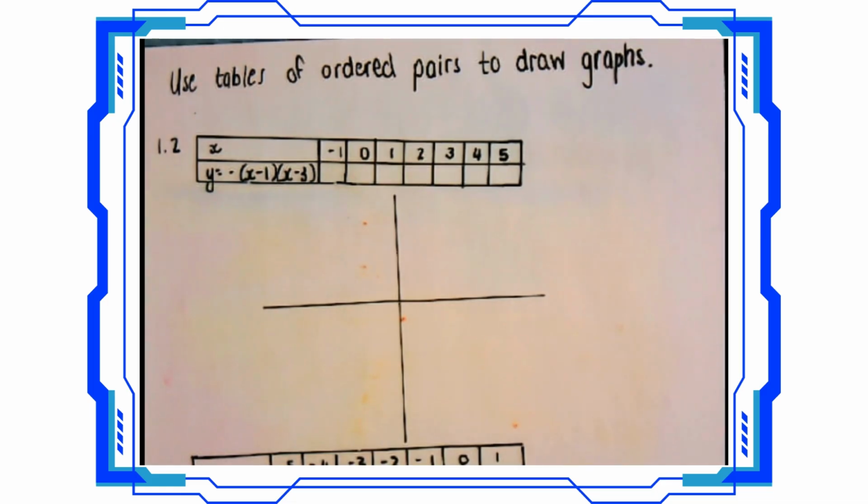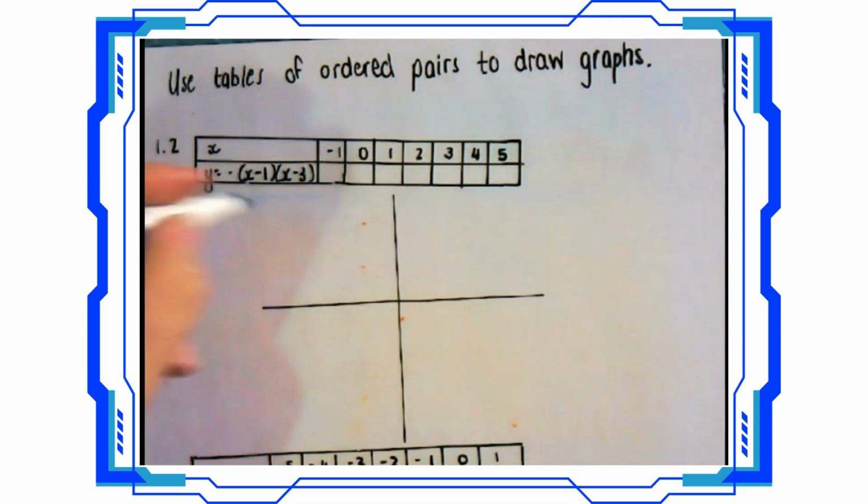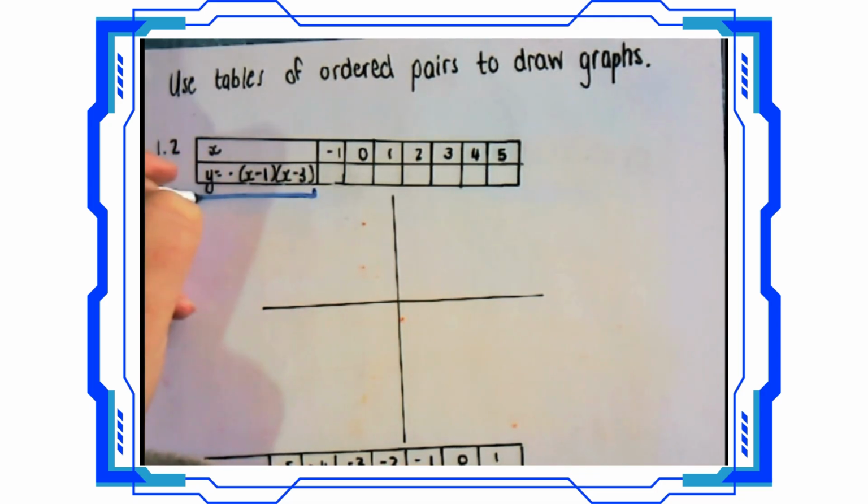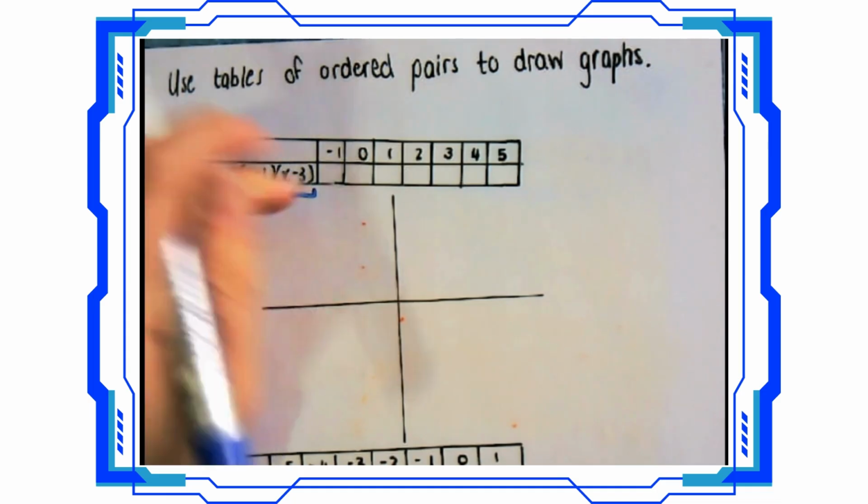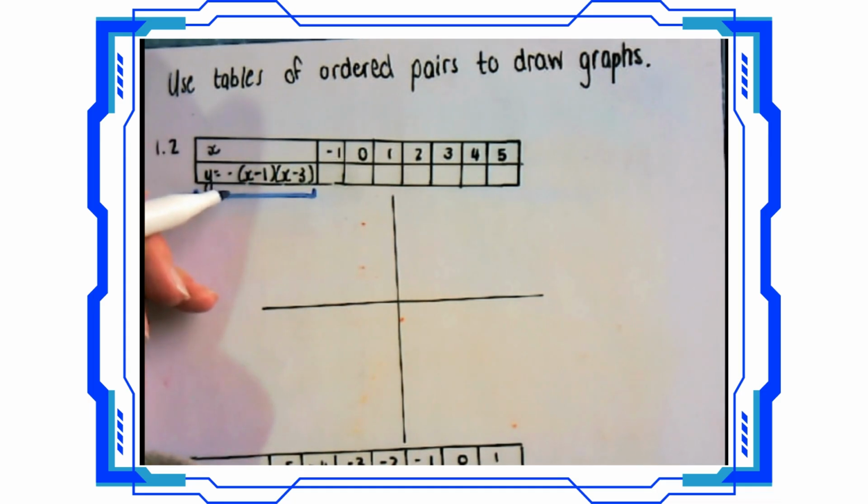Okay, so for this activity, you had to use tables of ordered pairs to draw graphs. They give you the table. Sorry, mine's skewed, just bear with me. But then I have to look at what they give. So here I see that they give me the equation of the graph. Okay, if you just look at the table, you would have thought this is your rule.